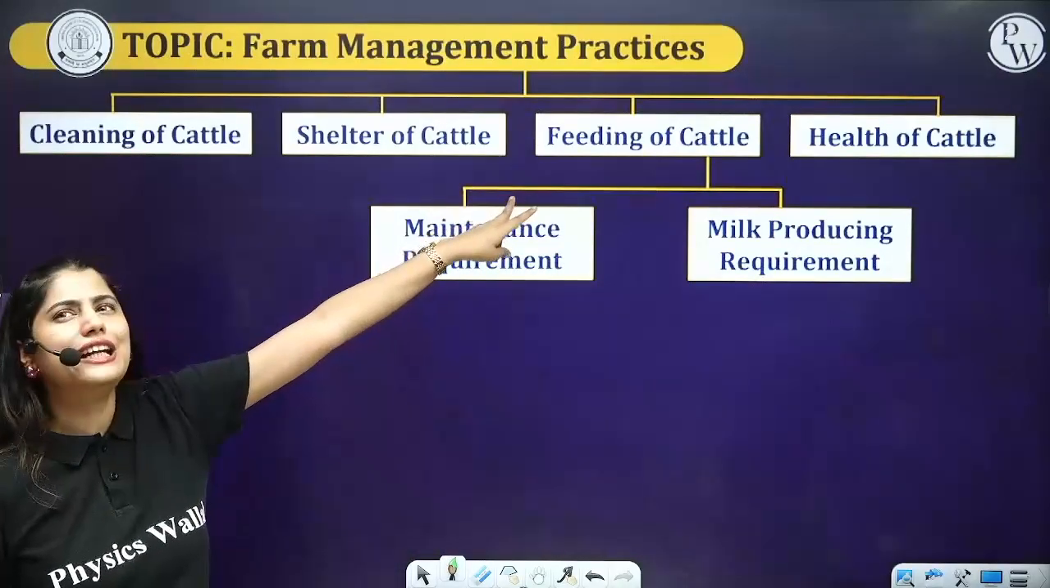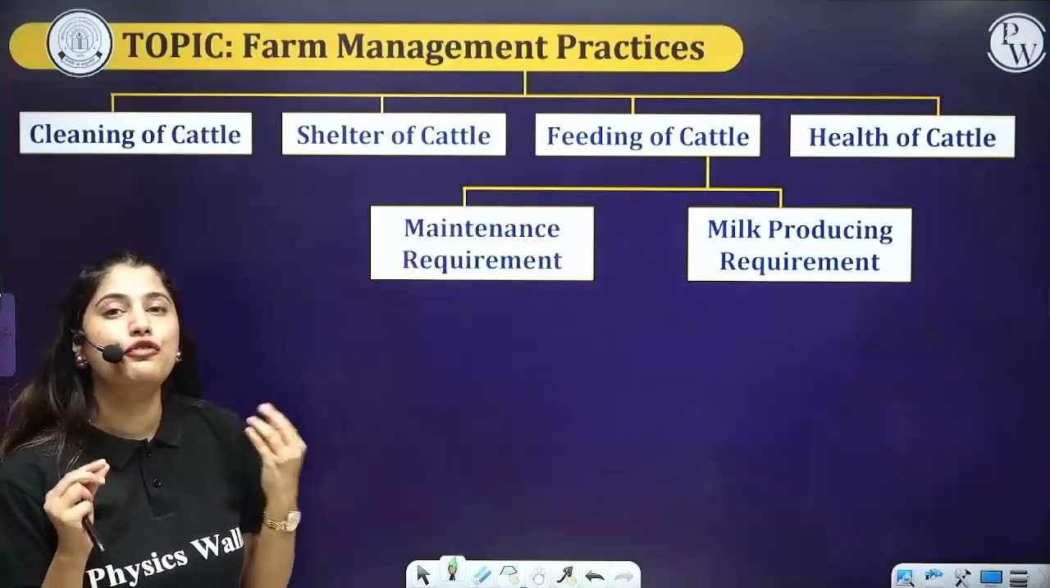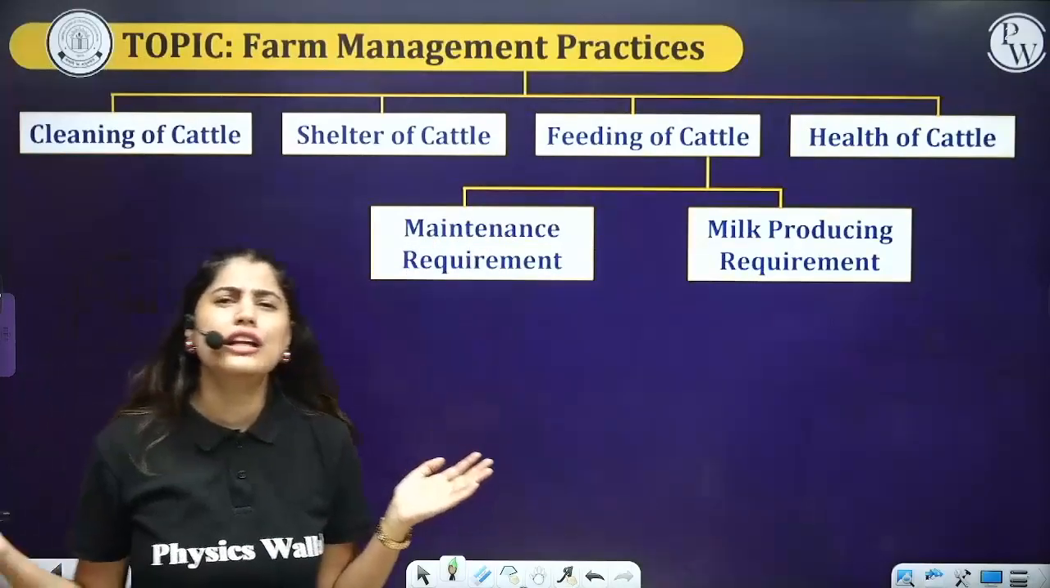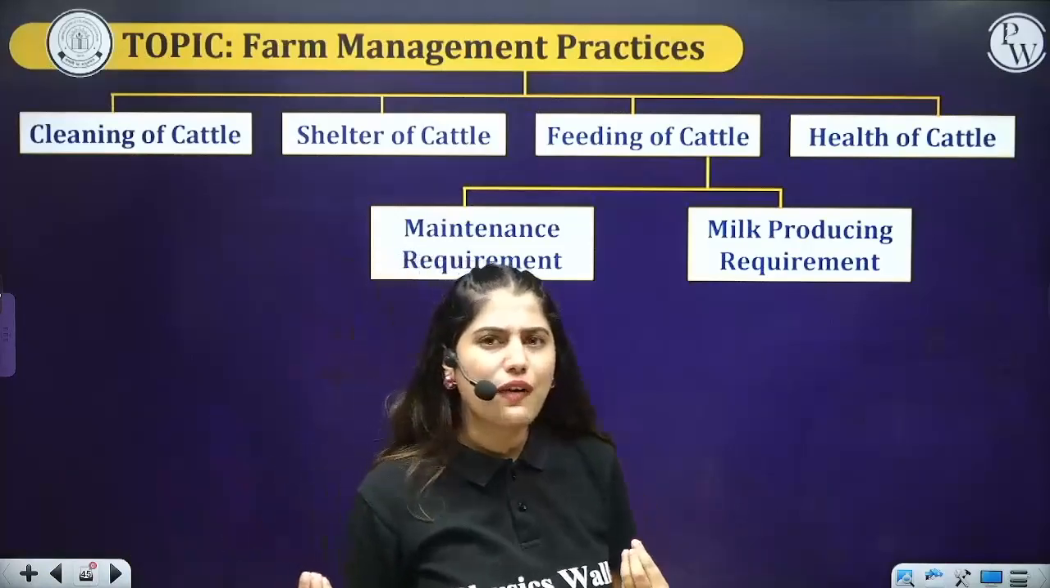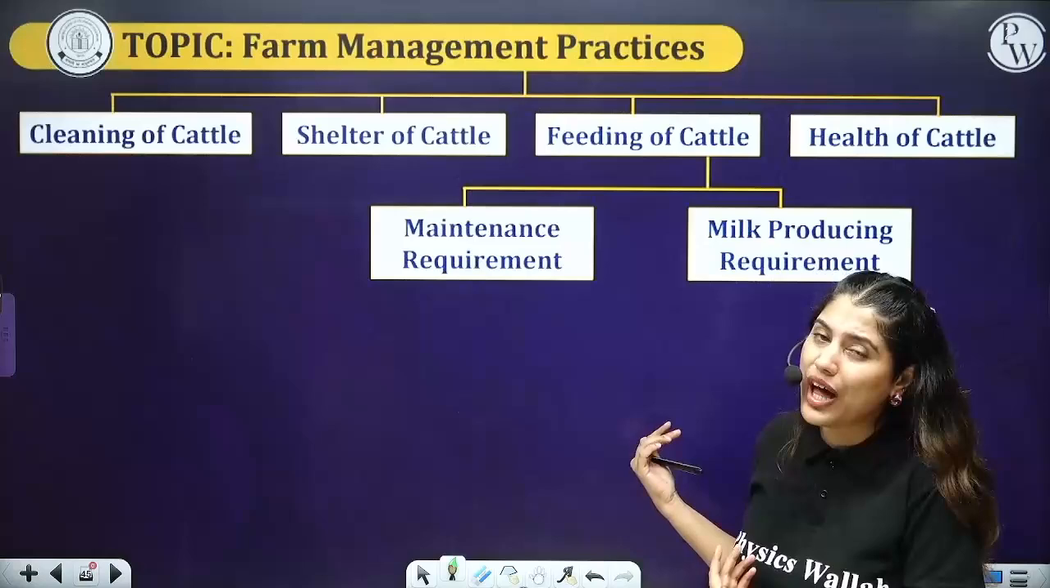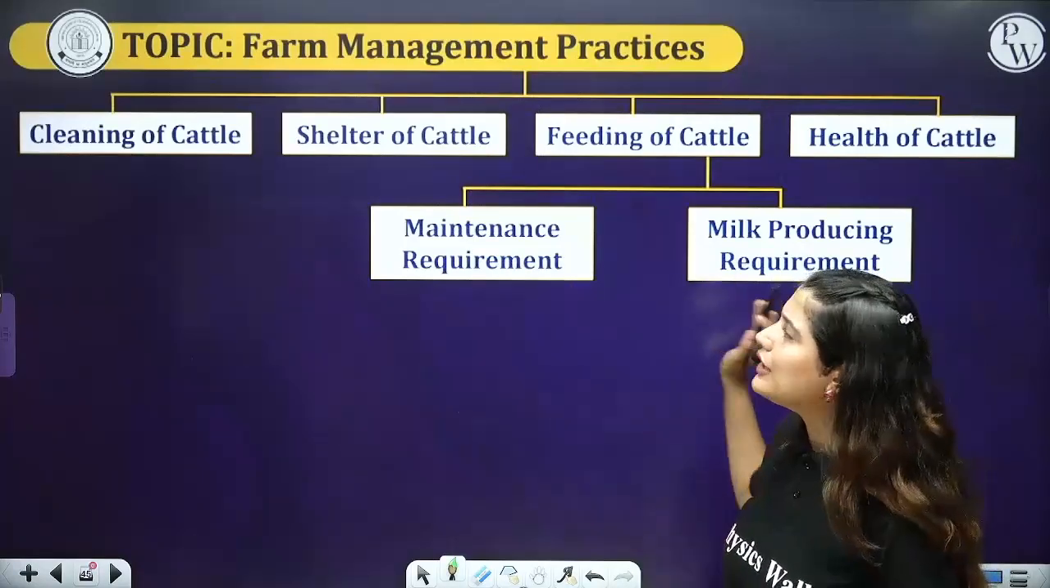By the way, what is feeding of the cattle? Basically, we are providing food to the animals, right? Obviously, for day-to-day life they require different sorts of food, and once they are producing milk, they have different requirements for the food. So that is what it is showing, right?